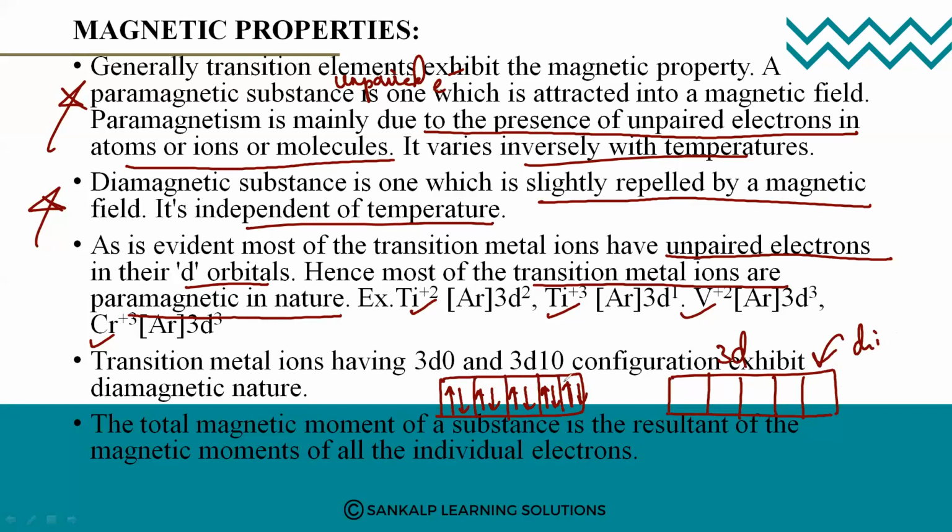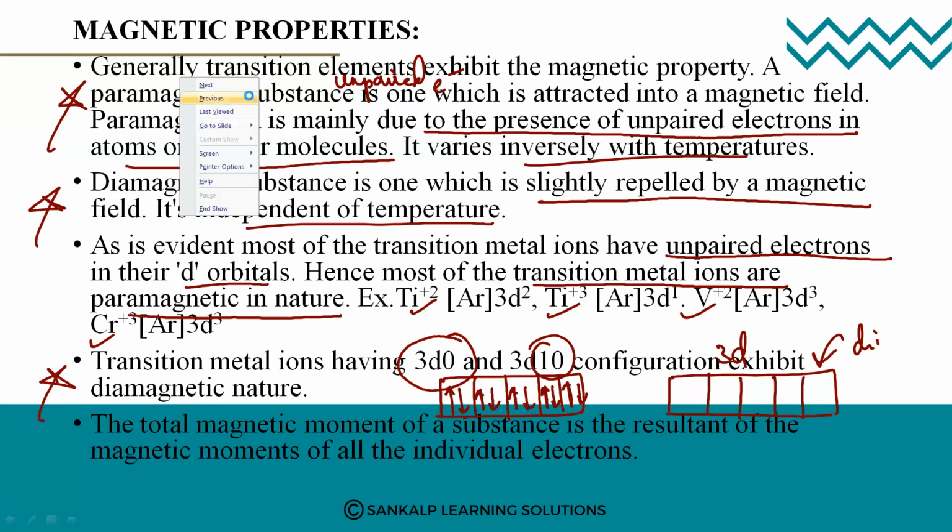And when they have 3d10, all the d orbitals have 10 electrons. In d there can be a maximum of 10 electrons filled, so all the 10 electrons are paired. Is there any unpaired electron? No. So whenever you have 3d0 and 3d10 configuration, they will show diamagnetic nature. The total magnetic moment of a substance is the resultant of the magnetic moments of all the individual electrons.